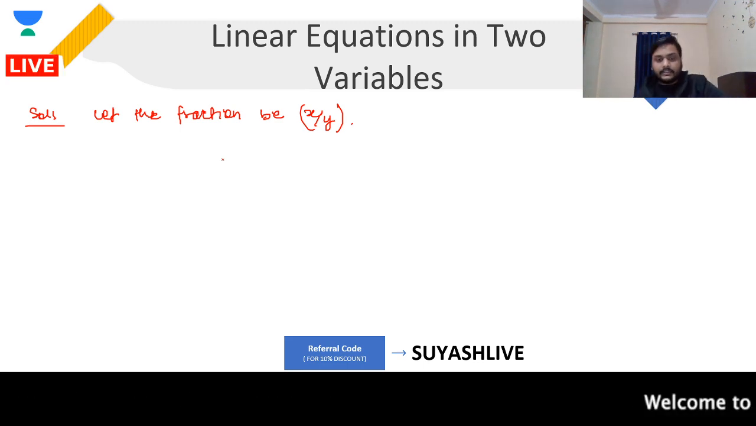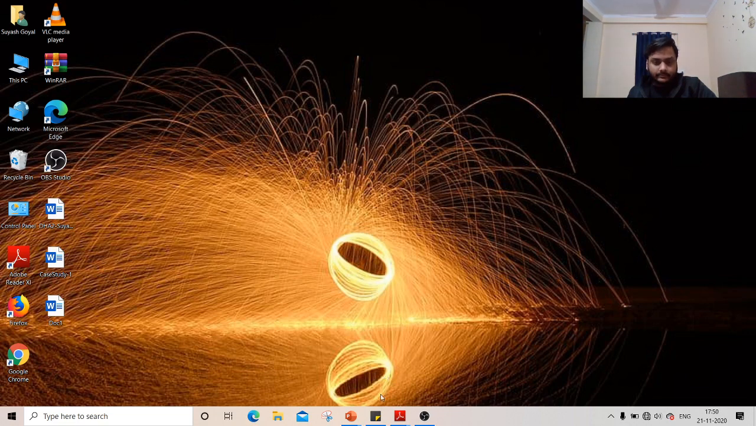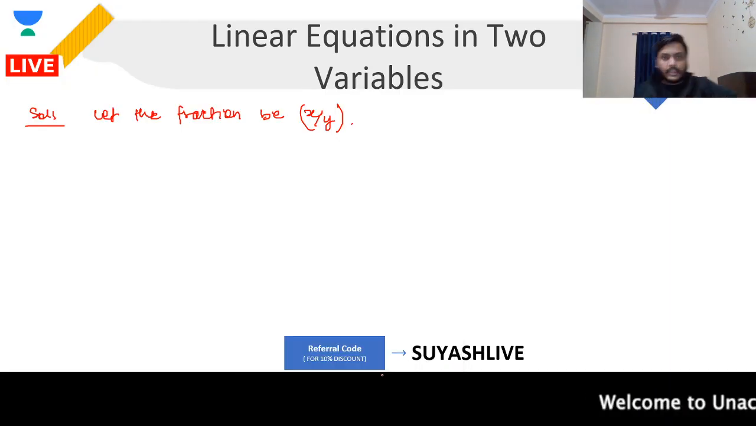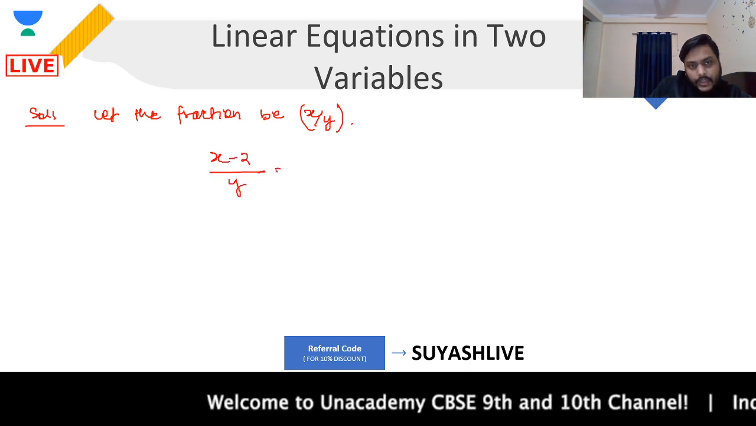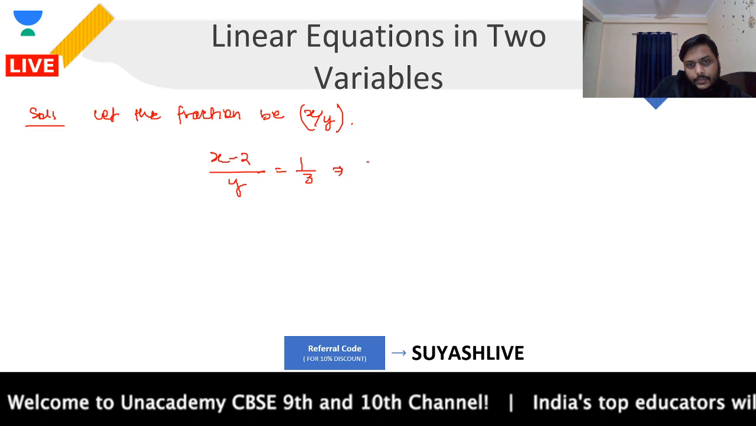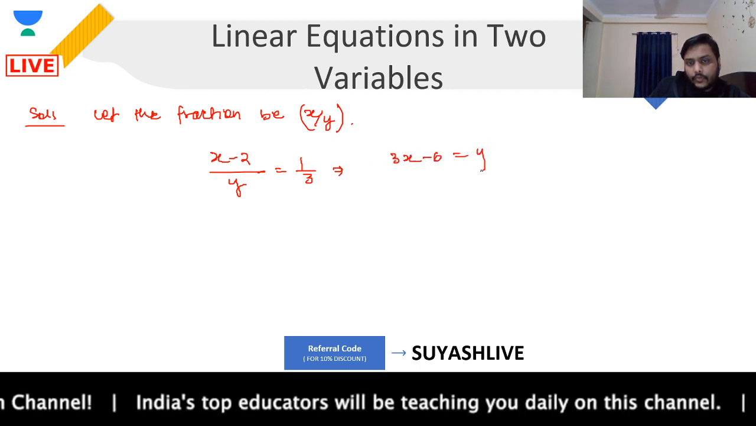Okay, now the second thing that I'm doing over here is that my fraction will become 1 upon 3 when 2 is subtracted from the numerator. If I am subtracting 2 from the numerator, then my fraction will become 1 upon 3, which means I can say over here, guys, just a moment. I can simply say that if I am subtracting 2 from the numerator, then x minus 2 upon y will give me 1 upon 3. This is my first equation. From here I can say I'm having 3x minus 6 is equal to y.